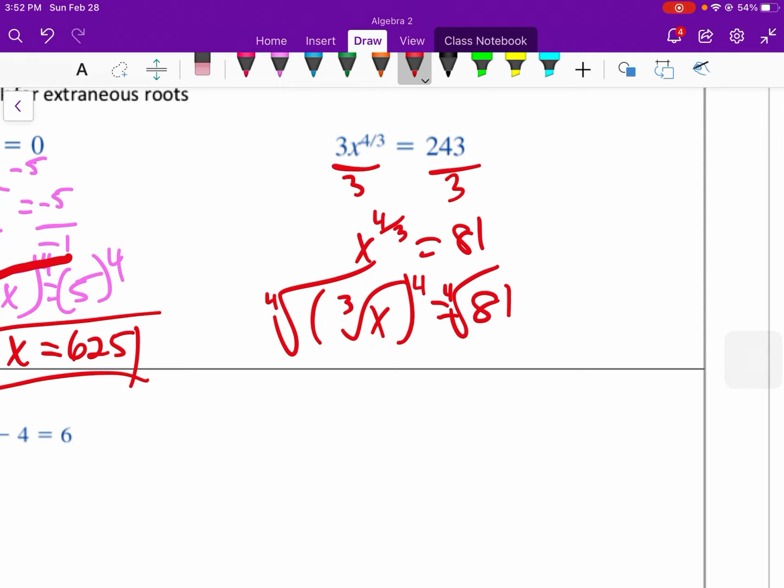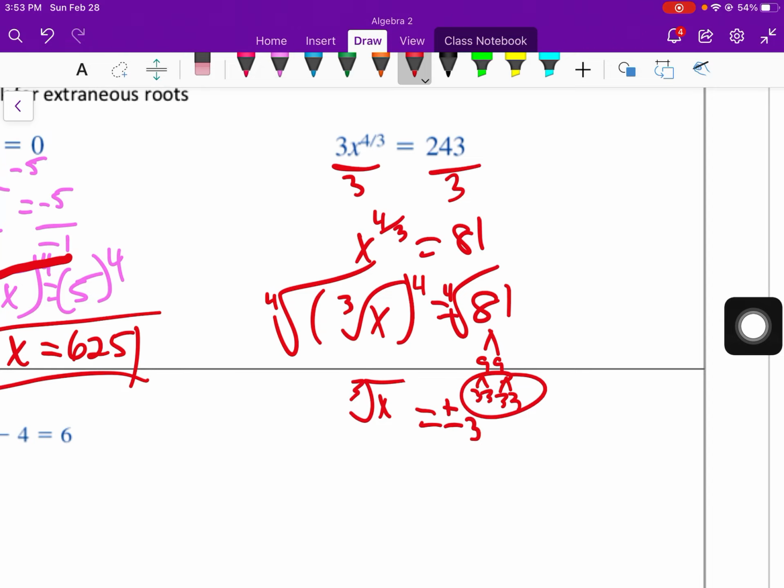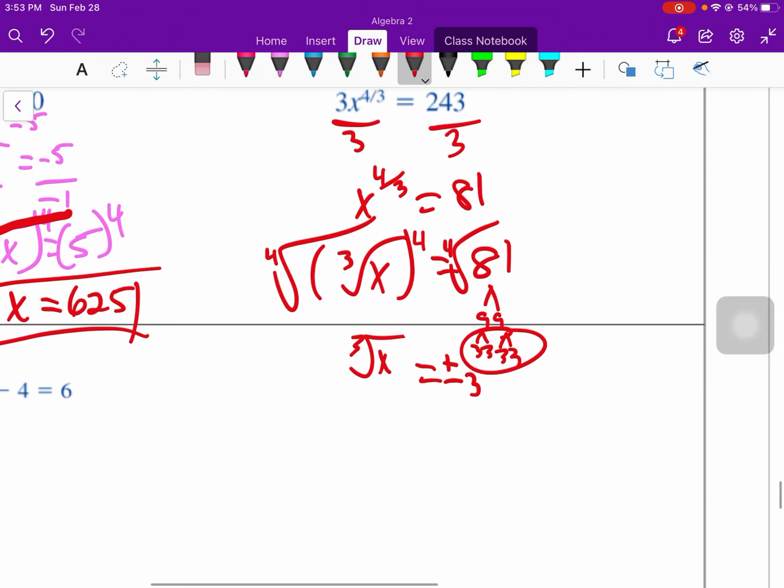Because we have done that, we then have the cubed root of x equals, we want 4 factors. So we have 4 here. And since it was a 4th, or an even exponent, it will be a plus or a minus 3. Two solutions there, because if you plug in a plus or a minus 3 into an even exponent like this, you would get 81 out.